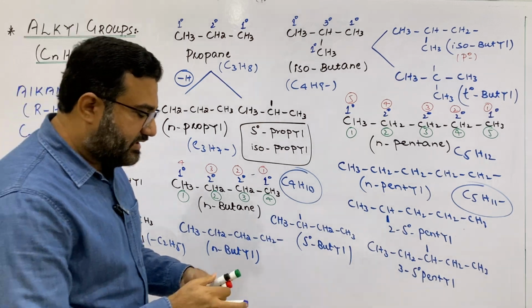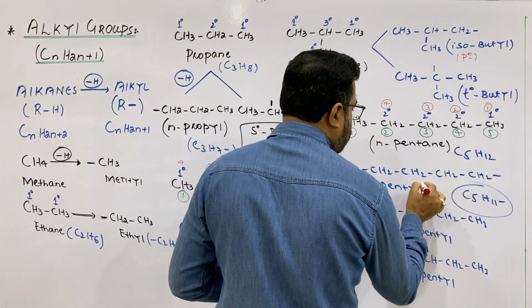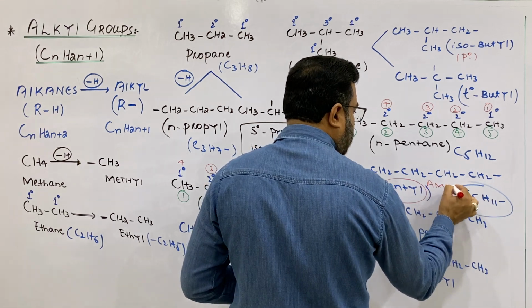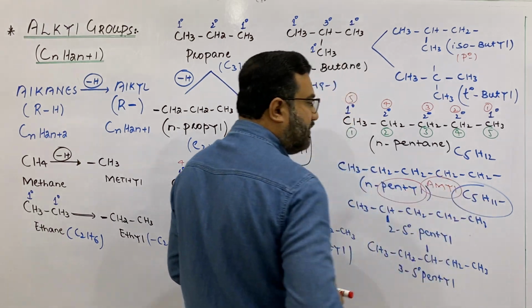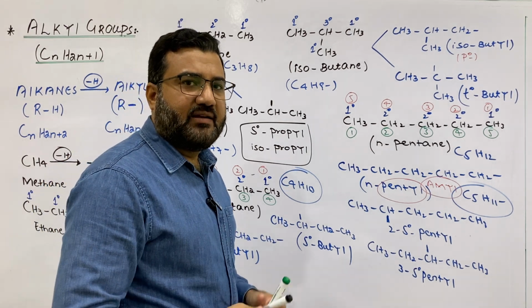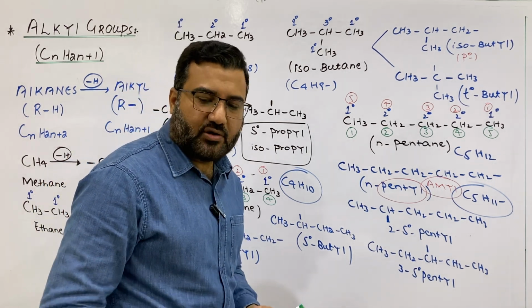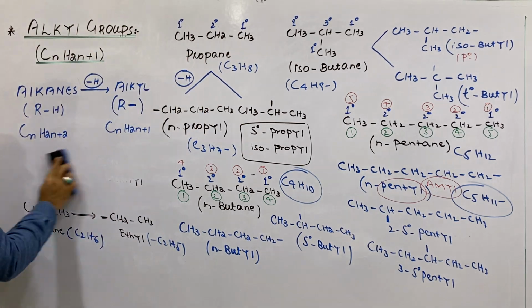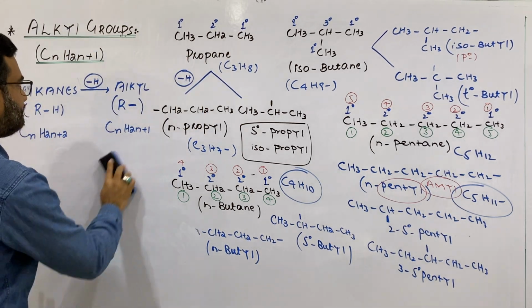And my dear students, keep one thing in mind: pentyl was once commonly called amyl. So whenever you see the word amyl in an organic chemistry book, that is basically pentyl, because amyl is another common name of pentyl. Now let us discuss the remaining pentyl groups.